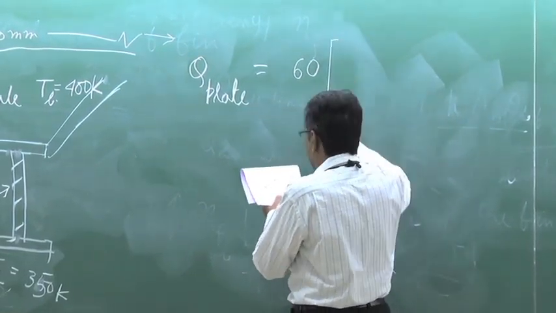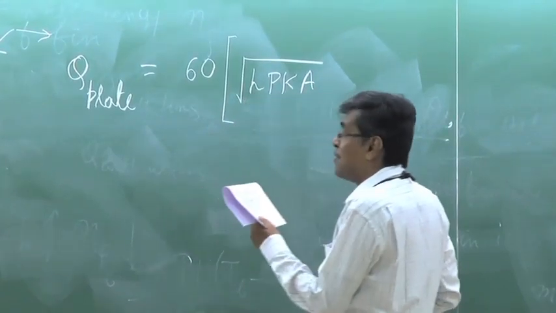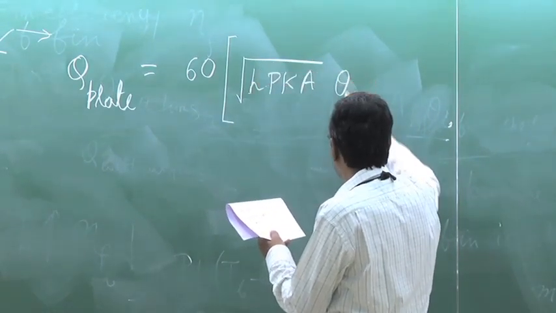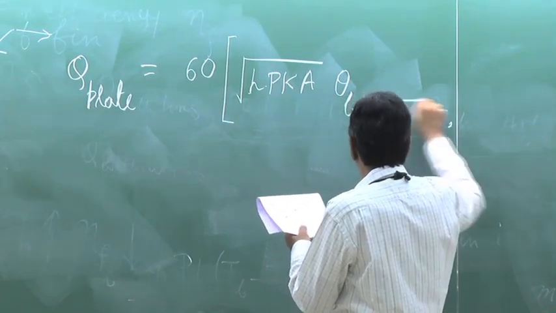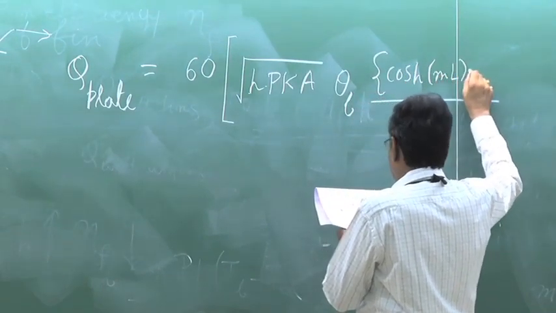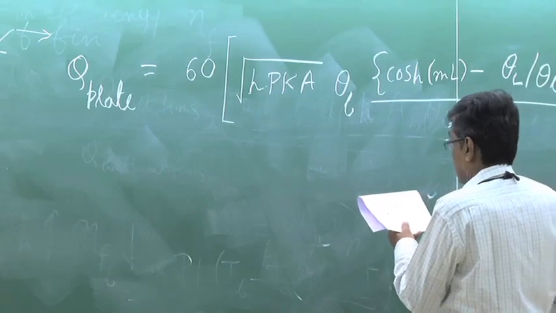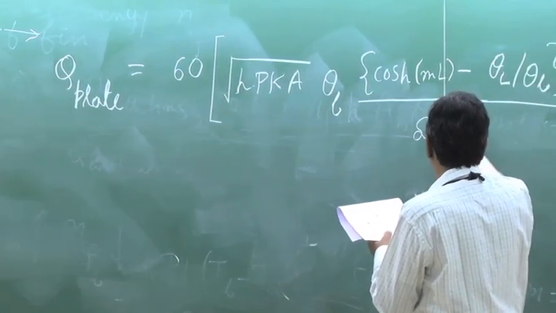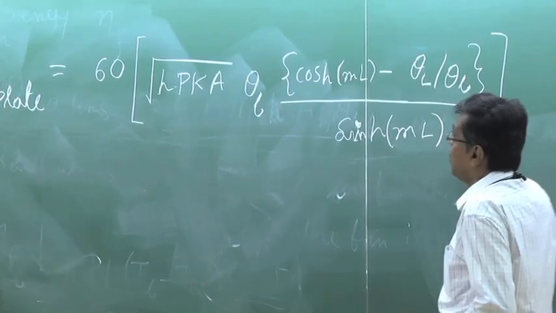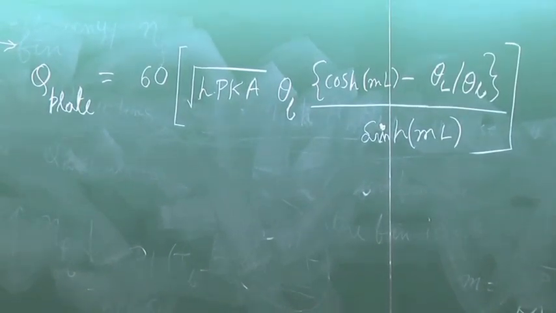That formula is per fin: root over hPkA, with all the nomenclature known to us, as the conventional thermal conductivity, cross-sectional area, perimeter, heat transfer coefficient, into theta_B, times cosh(mL) minus theta_L by theta_B, with all nomenclature known to us, divided by sinh(mL). So this is the expression of heat transfer when theta_B and theta_L are fixed for a fin, and number of pins is 60.